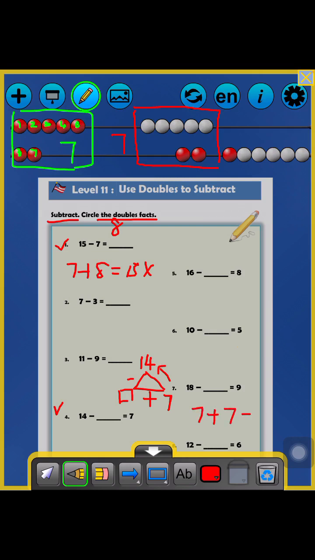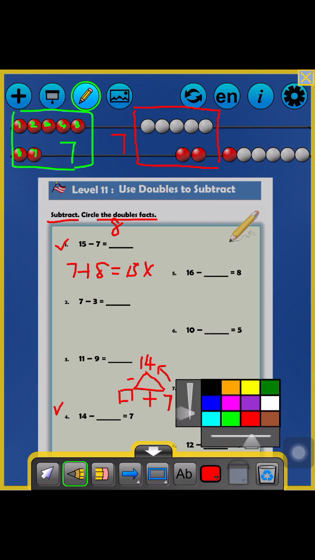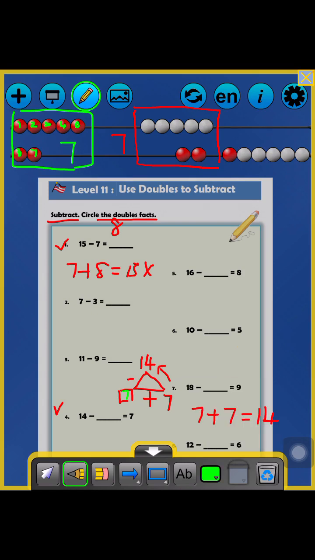7 plus 7 equals 14. And we know that 14 minus 7 equals 7. In this question, do we use double fact to find the answer? Yes, of course. So we circle these questions. For the remaining questions, you may try it at home for your revisions. And if you use the double fact to find the answer, please circle the questions.